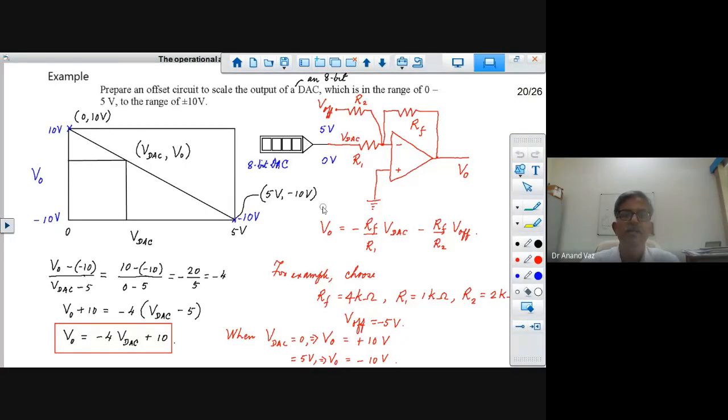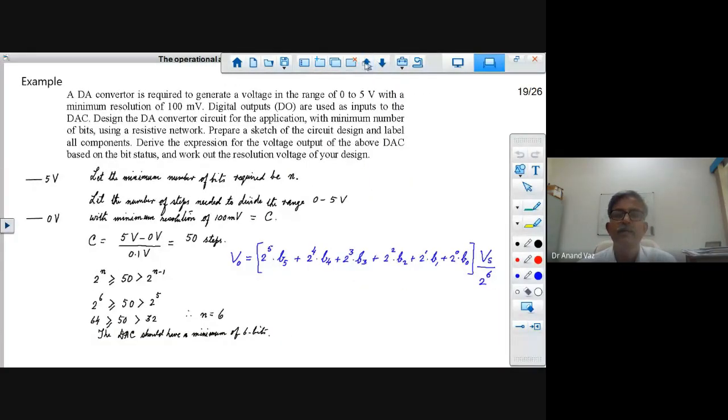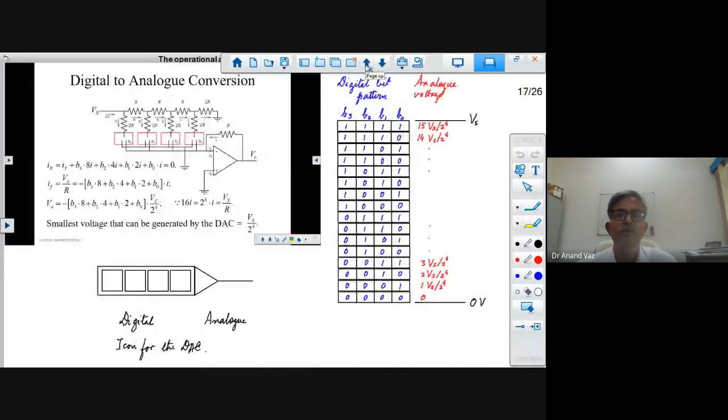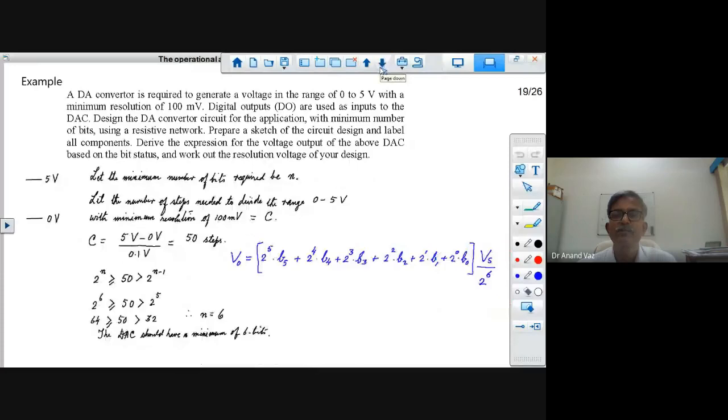So this is where we had left yesterday. We were discussing the digital to analog converter, and we had done a couple of problems. And I hope now the basic concept of the digital to analog converter, how we convert from digits to the analog domain, is clear to you.